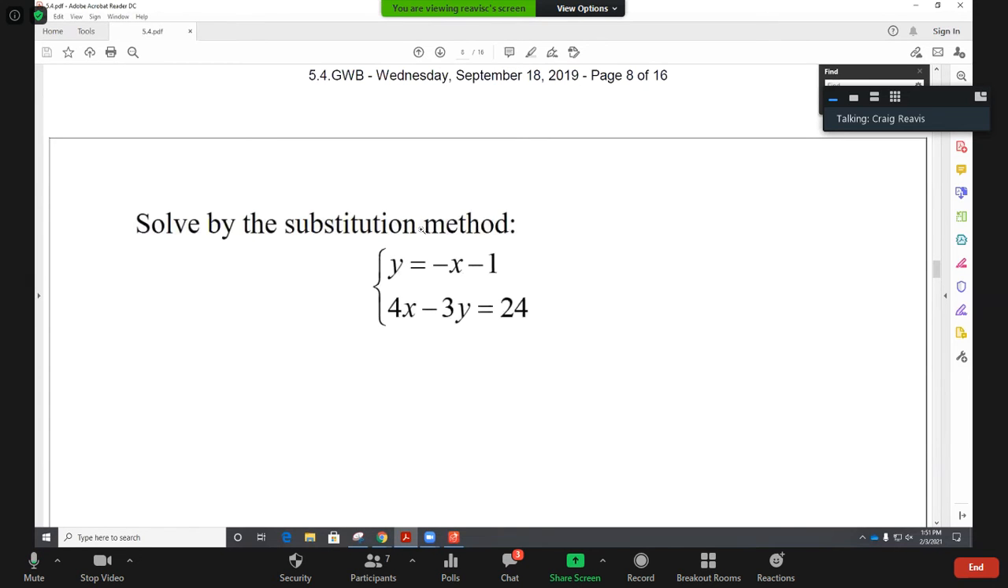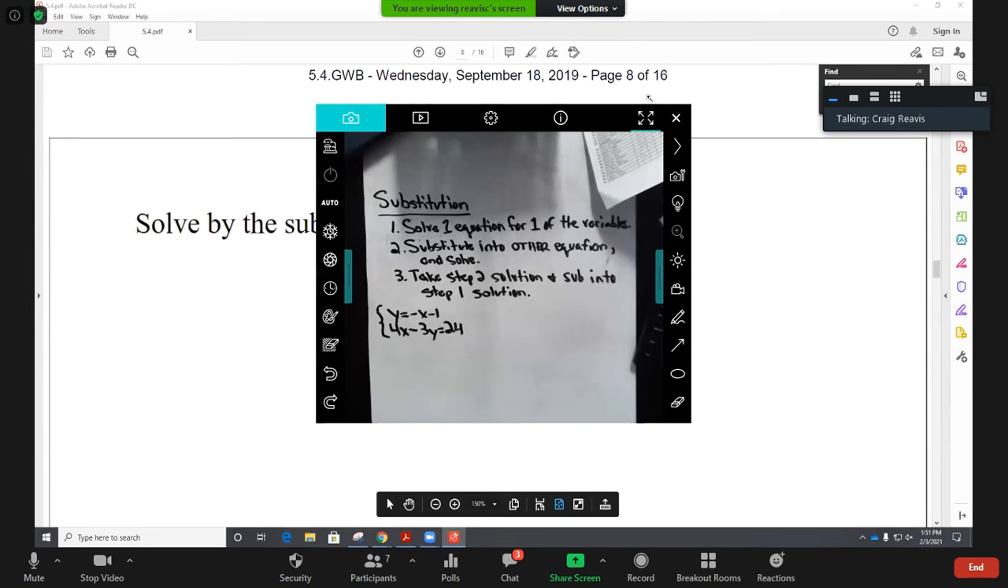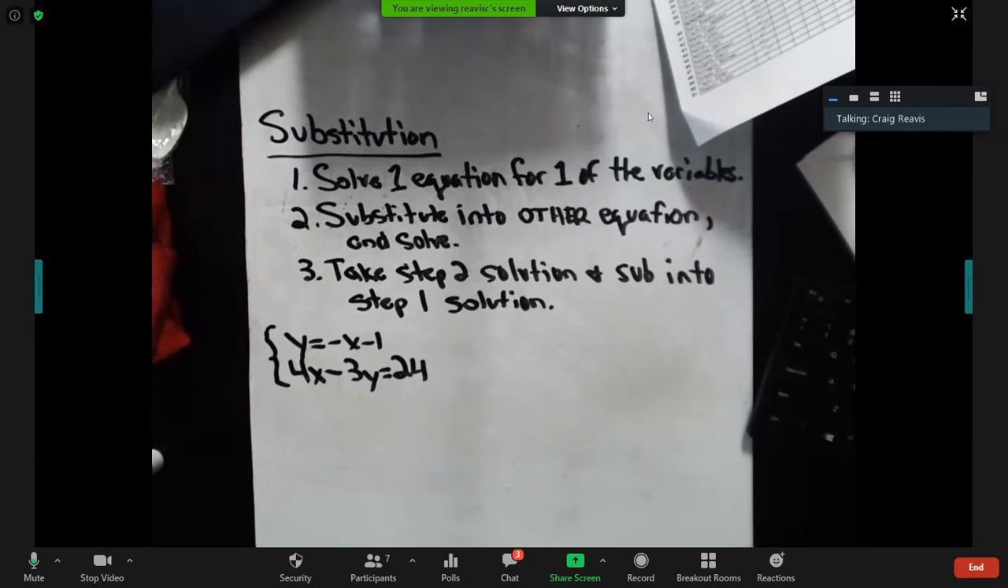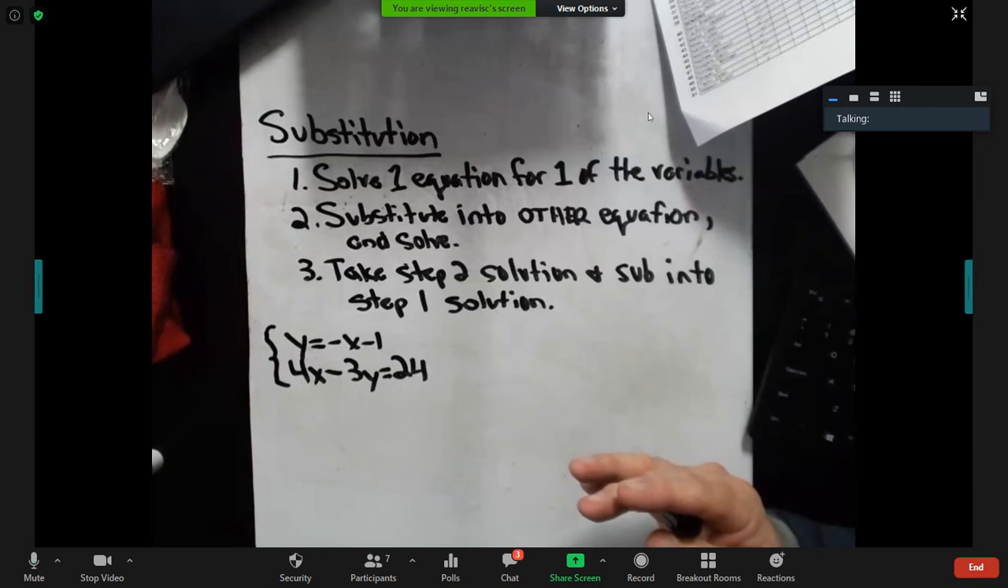All right, so here is our first equation. And notice they put that little bracket. Sometimes you see that bracket, sometimes you don't. That's just to show you that these two equations are together. Let me pull it up on the whiteboard here. I've got our three steps up there. Now, what this is asking for is where these two lines intersect. But we're not going to solve it by graphing. We're going to solve it by substitution.